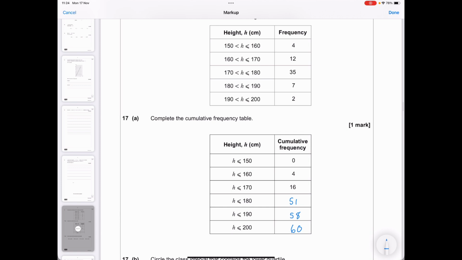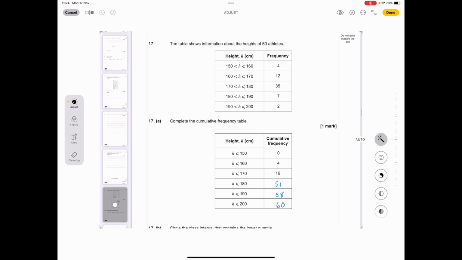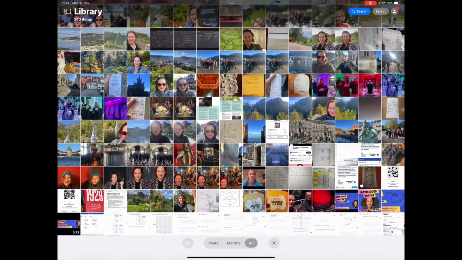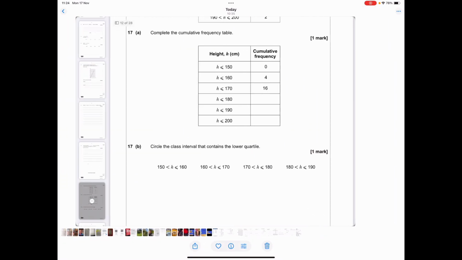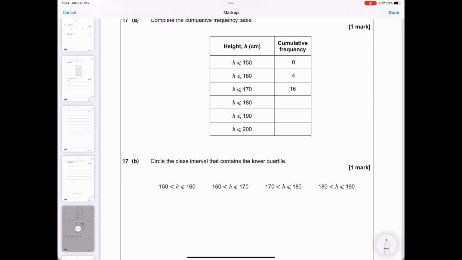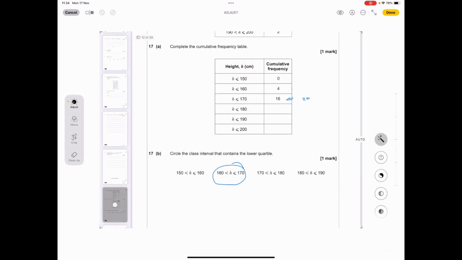Right. Now, on the next thing, we've done that. Circle the class that contains the lower quartile. So that's the lowest 15, so it must be between 160. So this one would be where number 15 is. So that's got up to 20. So that means that between 4 and there is where it is. So it's going to be in this bit here.